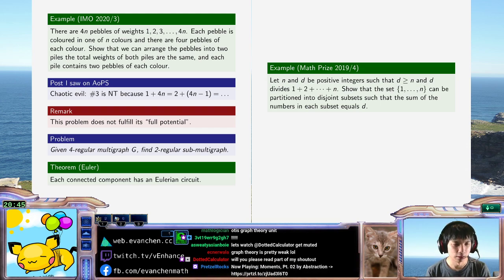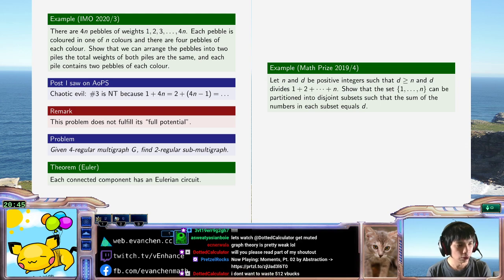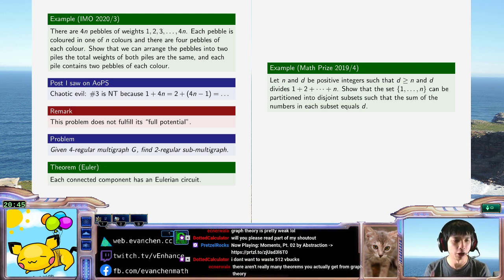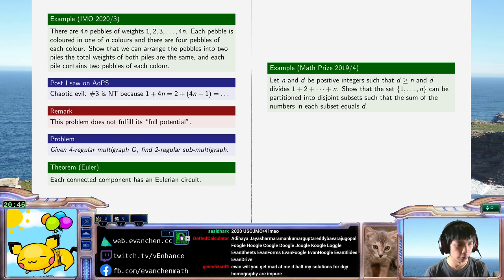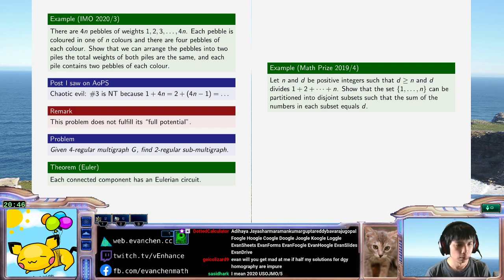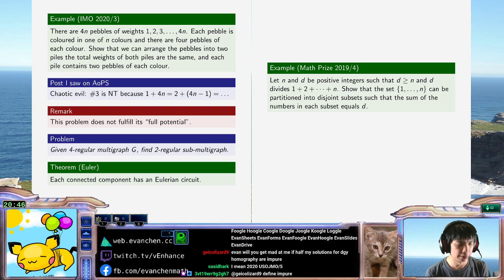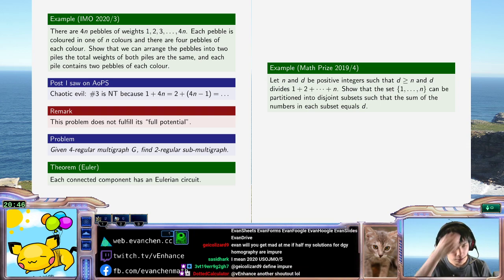This is what I'm trying to say. You get the graph, you read off the graph theory statement from what you end up with. The problem gives it to you once you push it the right way. You don't come up with the graph theory statement. The graph theory statement is given to you. That's what I'm trying to say.